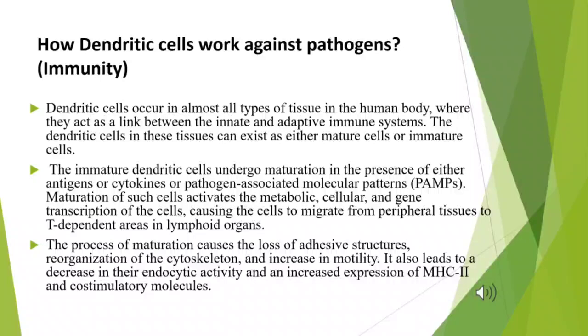And we discuss how dendritic cells work against the pathogen. The dendritic cells occur in almost all types of tissue in the human body, where they act as a link between the innate and adaptive immune responses. The dendritic cells in this tissue can exist as either mature cells or immature cells. The process of maturation causes the loss of adhesive structure, reorganization of the cytoskeleton, and increase in movement. It also leads to a decrease in endocytic activity and also increases the expression of MHC2 and costimulatory molecules.